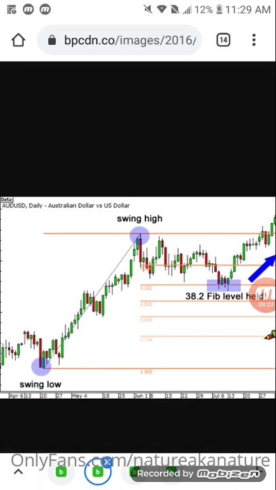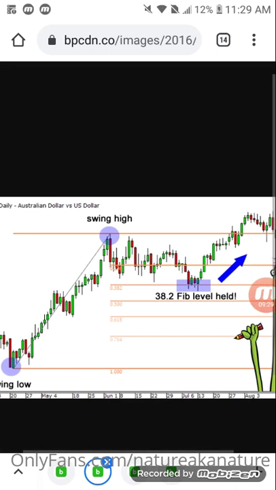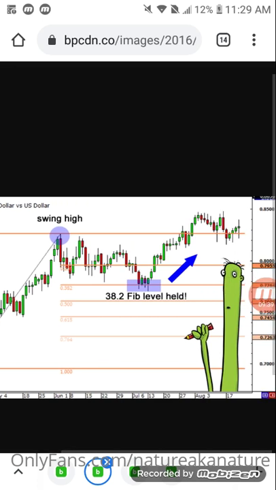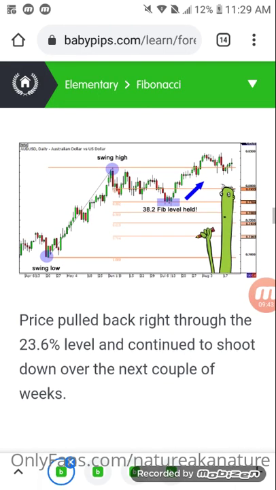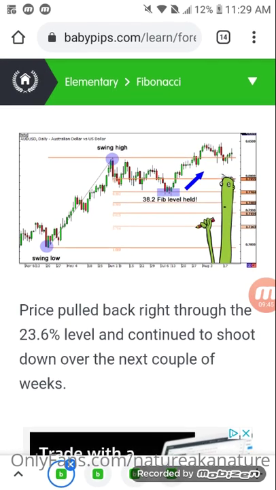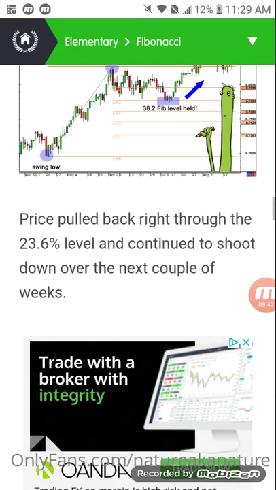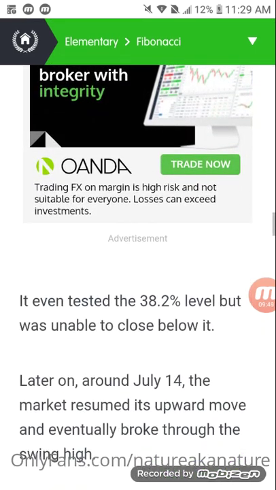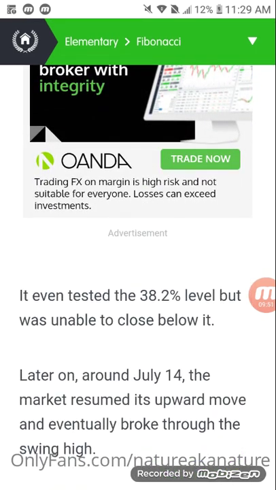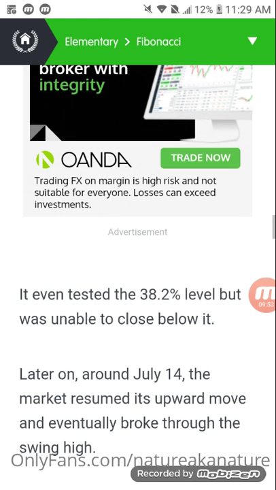If it's an uptrend, you draw from the swing low to the swing high, and then see where price will retrace back to. Price will usually retrace back to 38.2, 50, 61.8 before resuming in the overall trend. So price pulled back right through the 23.6 level and continued to shoot down over the next couple of weeks. It even tested the 38.2 level, but wasn't able to close below it.